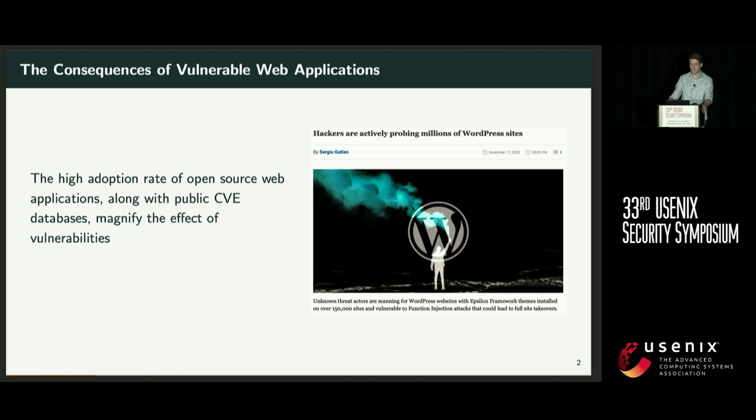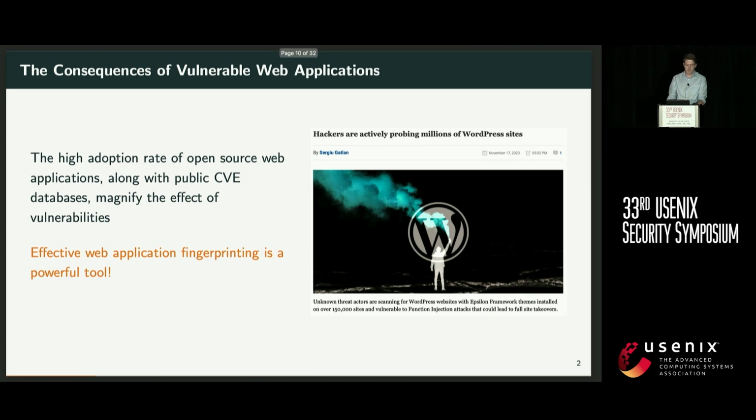So it's no surprise that the high adoption rate of open source web applications, along with vulnerabilities being logged publicly in CVE databases, magnifies the effects of any vulnerability of these applications. And this means that effective web application fingerprinting is a very powerful tool, since if you know that a particular version of, say, WordPress is vulnerable to some publicly available exploit, all you have to do is identify the, say, millions of sites that are using that version to have tons of targets if you're an attacker.